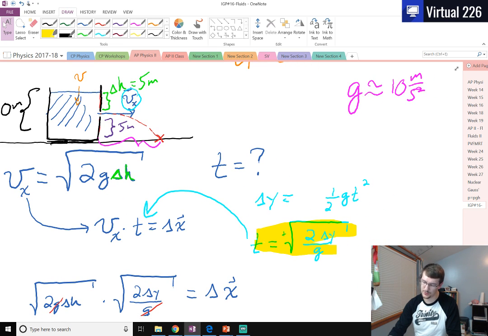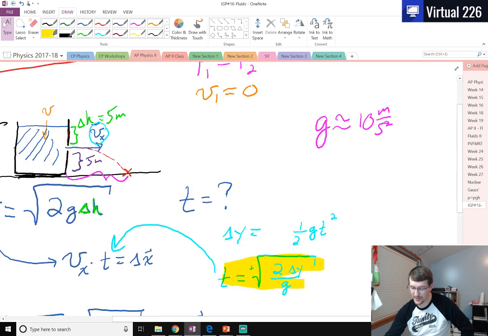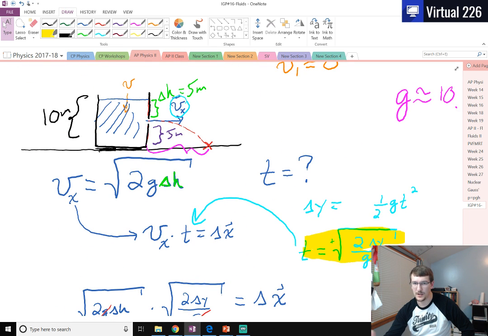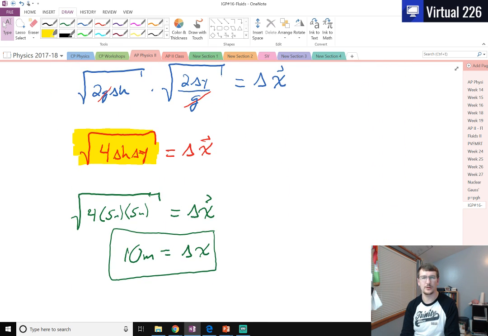If we look at this time, we see 2 times 5 is 10. 10 divided by about 10 is 1. Square root of 1 is 1. Yay, 1. We also see here for the Vx, we've got 2 times g times delta h. Well, in this case, delta h is 5. 2 times 5 is 10. 10 times g, which is about 10, is 100. Square root of 100 is 10. So we know our velocity. Velocity of 10 times a time of 1. 10 times 1 is 10, which was our answer anyway.